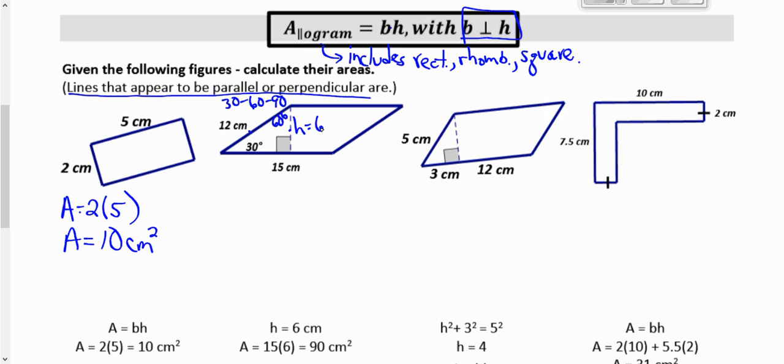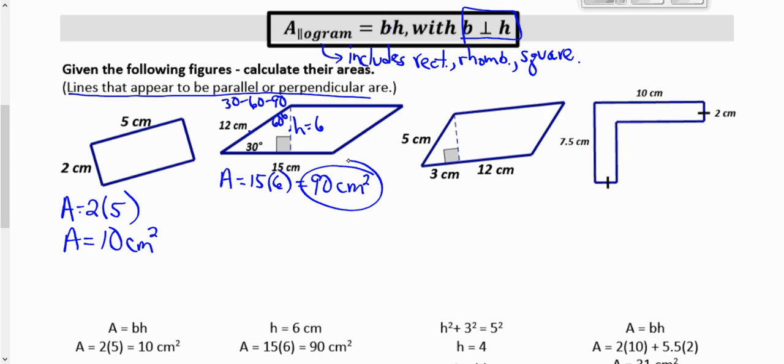You could have used trigonometry, right? Sine of 30 equals h over 12, multiply both sides by 12. And probably you can guess the sine of 30 is 1/2, so h is 6, so we're worked out, okay? So we got that. Then the area equals 15 times what? Which is what? 90 centimeters squared.